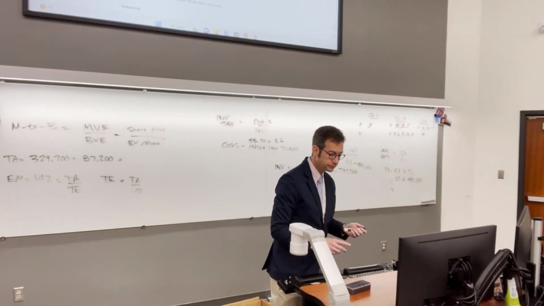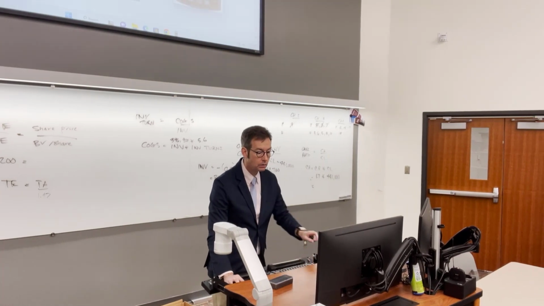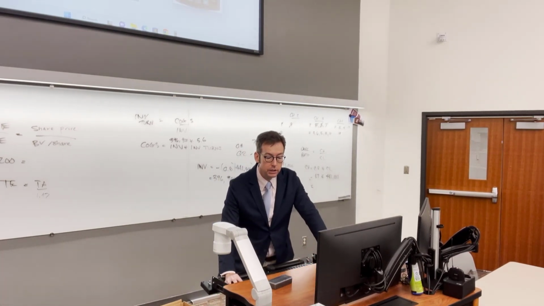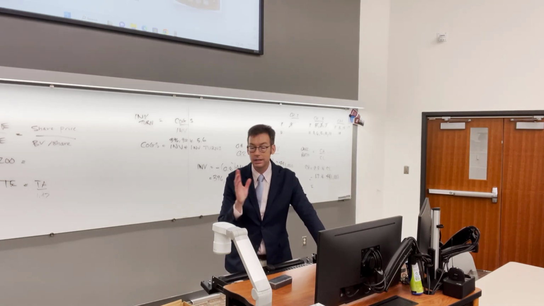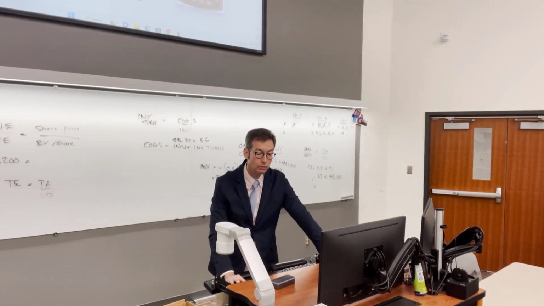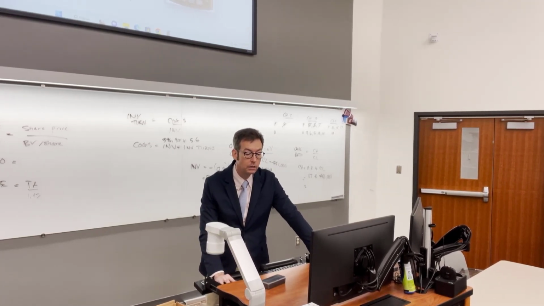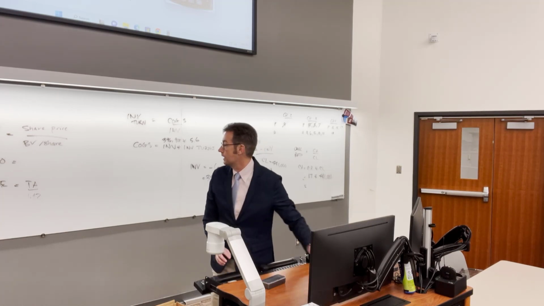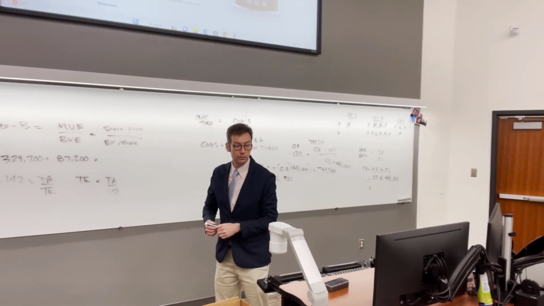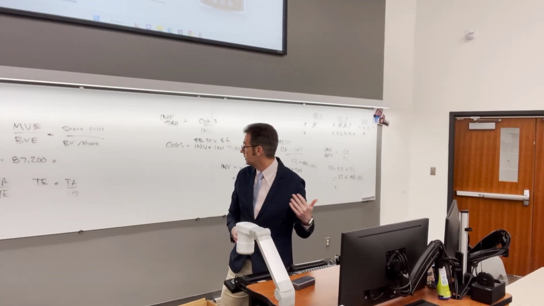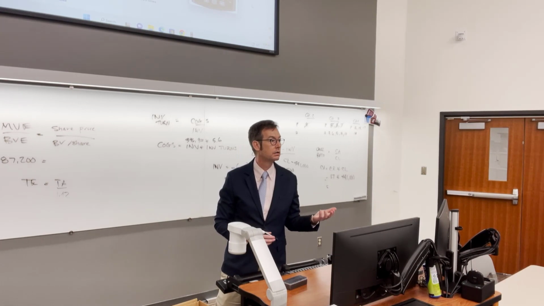So here we go. 329,700 plus 87,200 equals. That's my total assets. You can write that down if you want. I'm not even going to do that, because all I'm going to do is divide that by 1.42 to get my total equity. And so the book value of the equity is $293,591. Is that what you guys are getting?